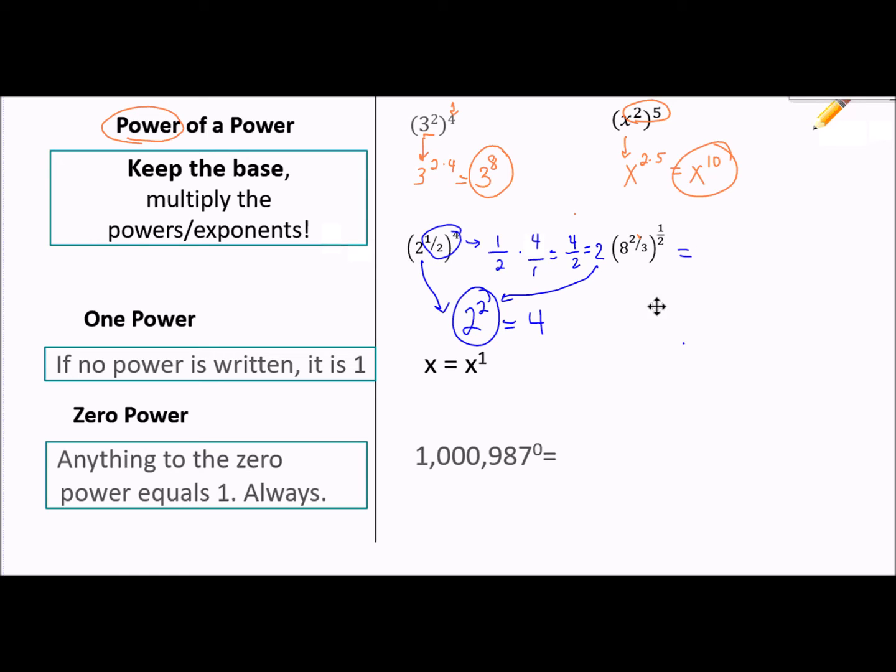Okay, this one, 2 powers. So I've got to take the 2/3, multiply it by the 1/2, end up with 2/6 or 1/3. Keep the base. That's 8 to the 1/3, and I'm good with that answer. That can be simplified further, but we're good with it there.